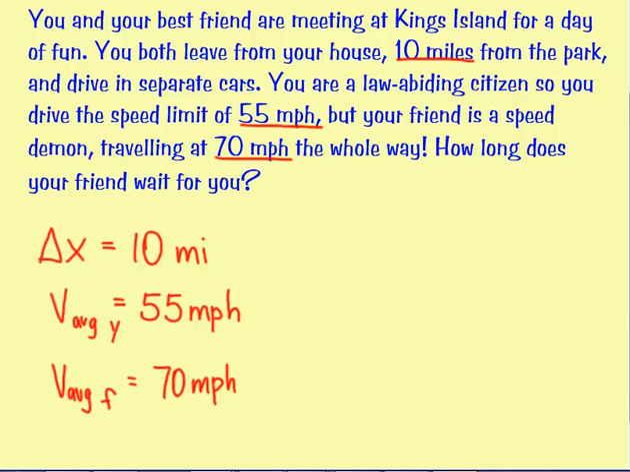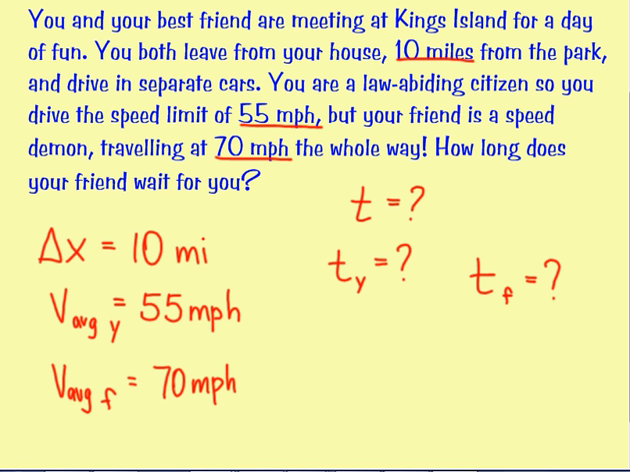So we'll move on to the U portion, the unknown. It says, how long does your friend wait for you? That means I'm looking for time. The M's, model and method. I need to look for how much time it takes each of us and then subtract. So I'm going to find out the time for you and the time for your friend. And then I'll subtract those two, and that gives me my answer that I'm looking for in this problem.